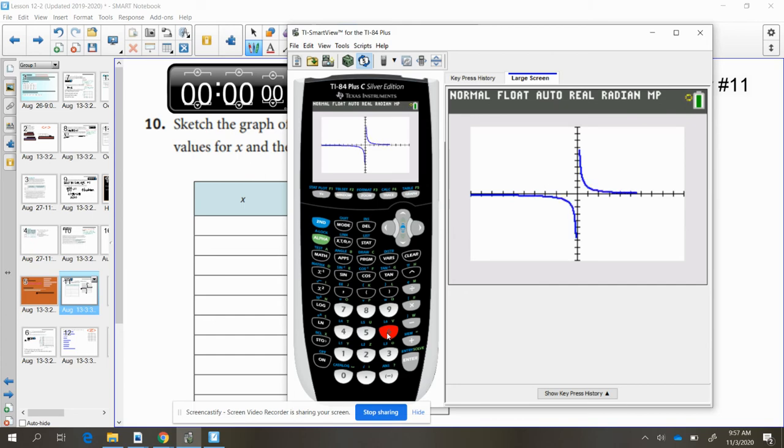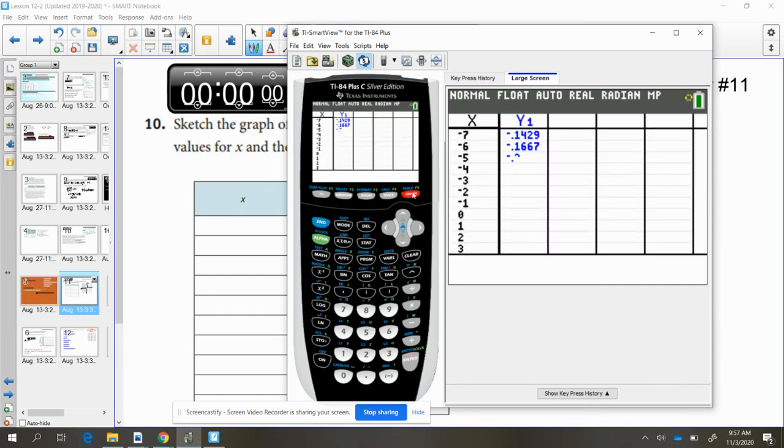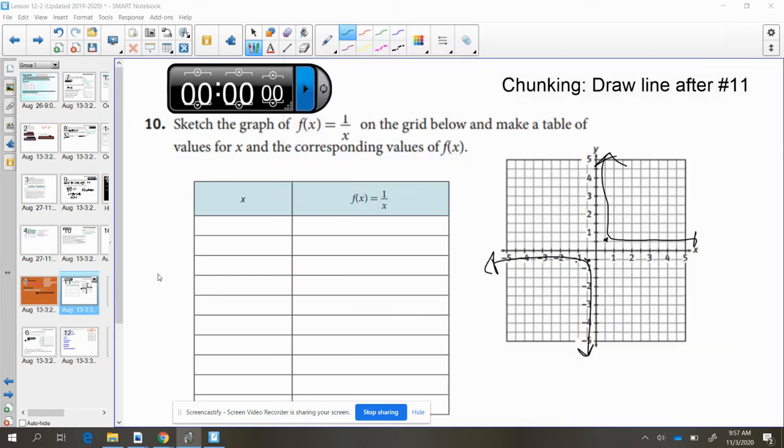Now, we also can look at some values of our table. Reminder, we want to send this back to auto mode so that we can look at the table and see some values here. What's going on here, we see at 0, we have that vertical asymptote happening. We see those critical points of -1, -1, 1, 1 on this parent function to be able to fill in this corresponding table as well.